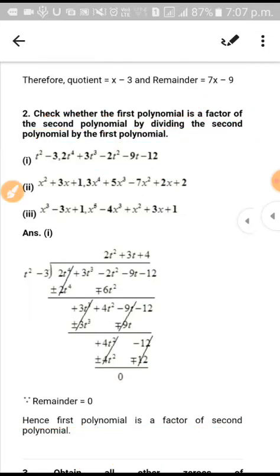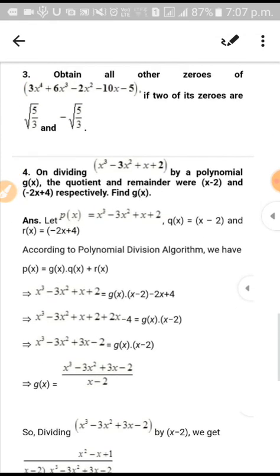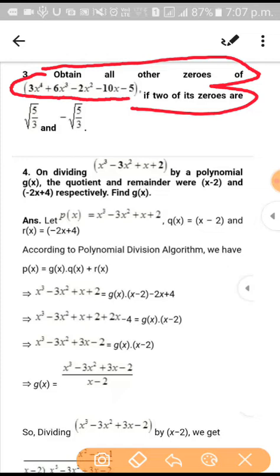Okay, let us come back to question number 3, a very important question this is. We have done one question like this in the previous video. So the question is, obtain all other zeros of 3x to the power 4 plus 6x cube minus 2x square minus 10x minus 5 if two of its zeros are root 5 by 3 and minus root 5 by 3.